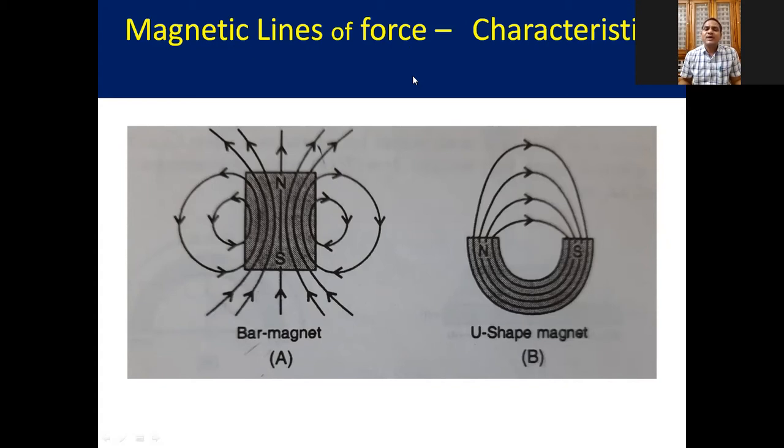And also in the U-shaped or horseshoe magnet, you can observe the curved lines of force. Therefore, the magnetic field strength is changing from point to point, because the tangent drawn at any point indicates the magnetic field direction. Since these are curved lines, the field strength is changing from point to point. Therefore, these two indicate the non-uniform magnetic field. Thank you.